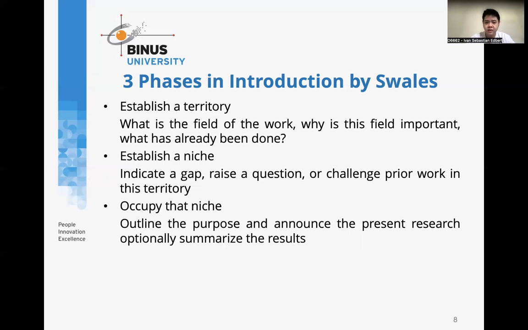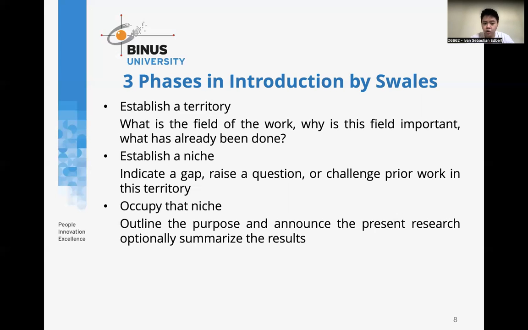So the previous research and our research will have a gap between them, and it will have questions. Sometimes in the previous research, we will have questions about why this can happen, or we can make a little improvement there. So there will be differences between the previous research and our research.